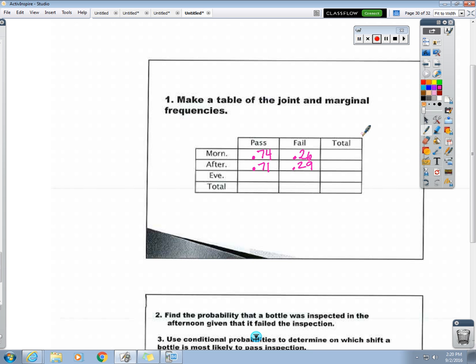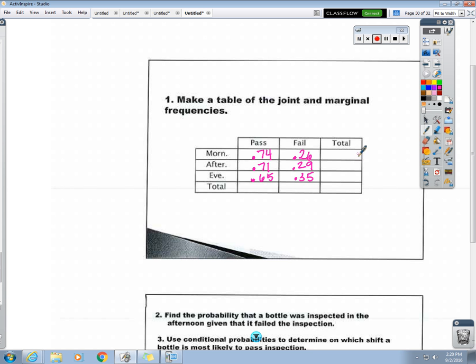Okay, so now let's go to evening. How many tests were done in the evening total? 17. How many of those passed? So what percentage is that? Well, we rounded to 65, so 65%. So you could go ahead and go over to fails and do 6 out of 17, or you could just subtract that from 1, and what do you get? 0.35. Because they'll ask you about the percent.